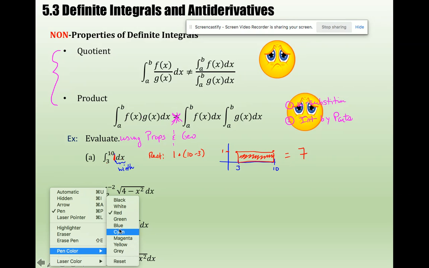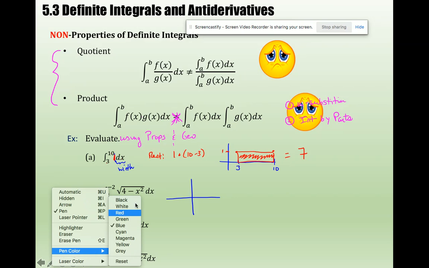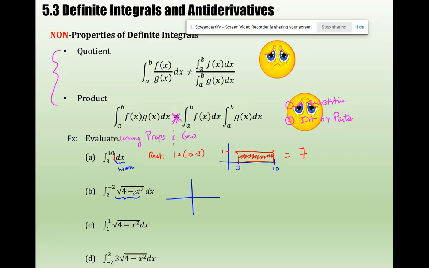What about B? Hopefully, you recognize that function, your integrand. This is from your summer packet, from the beginning in Unit 2. In our review, we dealt with this. If you look back at our Unit 1, when I gave you the domain and range review handout, this function is on it. This is a semicircle with a radius of 2.